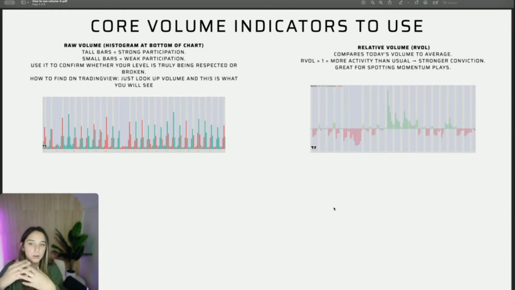And then you also have relative volume, which is better than raw volume, but still not my favorite. It compares today's volume to the average volume, which is helpful for figuring out if you shouldn't be trading in that zone because maybe there's just lower volume. You're not going to have a lot of strong conviction plays. So if relative volume is greater than 1, that's more activity than usual, more volume, that's giving you stronger conviction. Great for momentum plays, great for breakouts, but again, not my favorite.